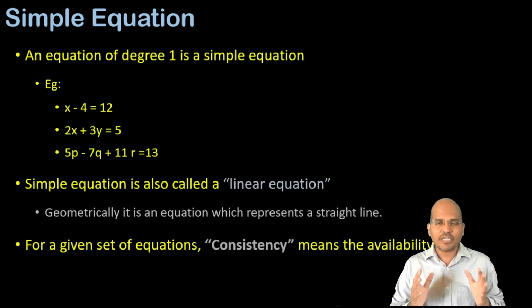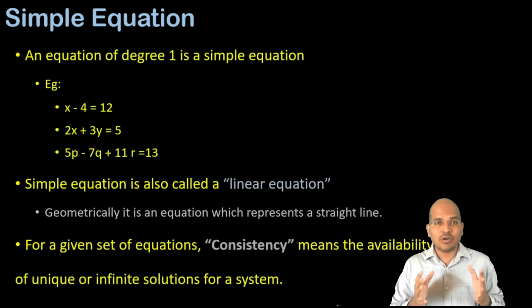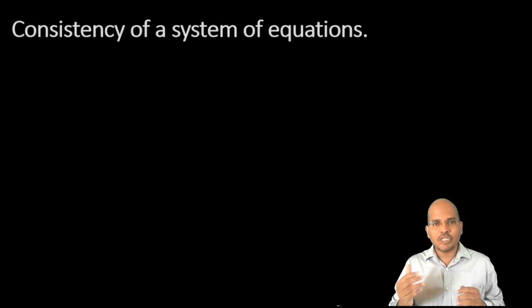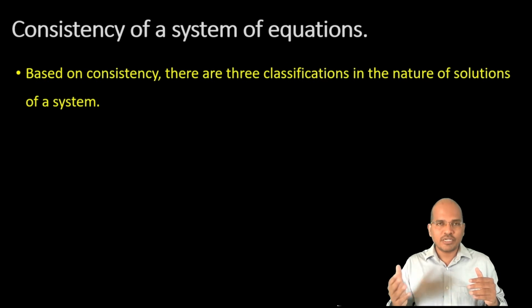And in the story of equations we have a word called consistency because this word gives us the number of solutions for an equation. If you are given an equation or a set of equations, then we conclude that they will give us a unique solution or they will give us an infinite set of solutions based on the consistency part. So consistency means the availability of unique or infinite solutions for a system of equations. Clear?